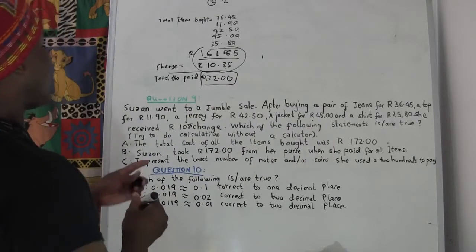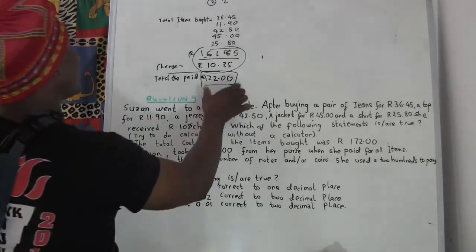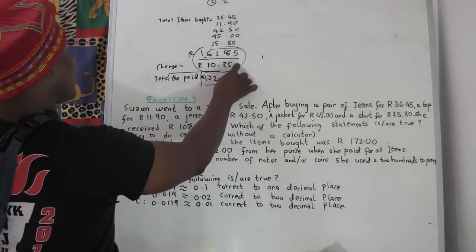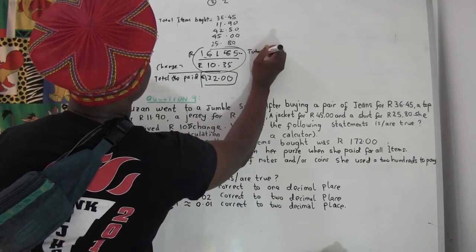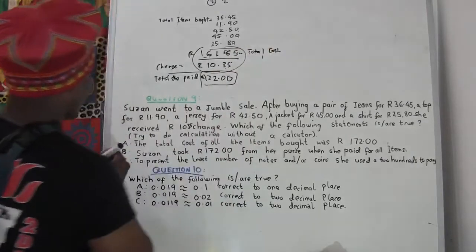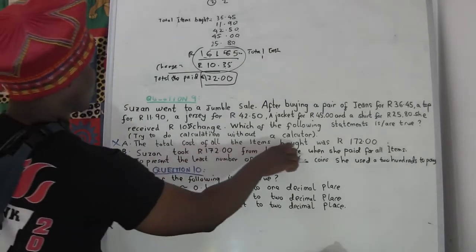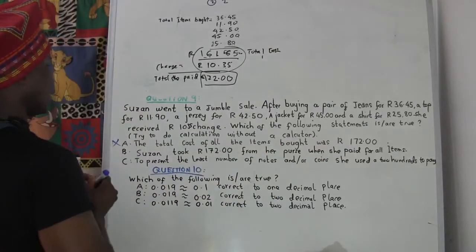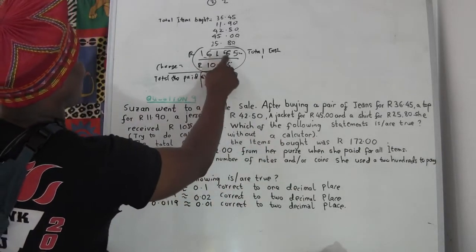Now they say the total cost of all items bought was, no, it's not true. It's not this total cost. She paid this and then she got change of 10. So this is the total cost of all the items. So the first one is not true. It is a lie, because they say the total cost was 172. It's not true. The total cost was 161.65.